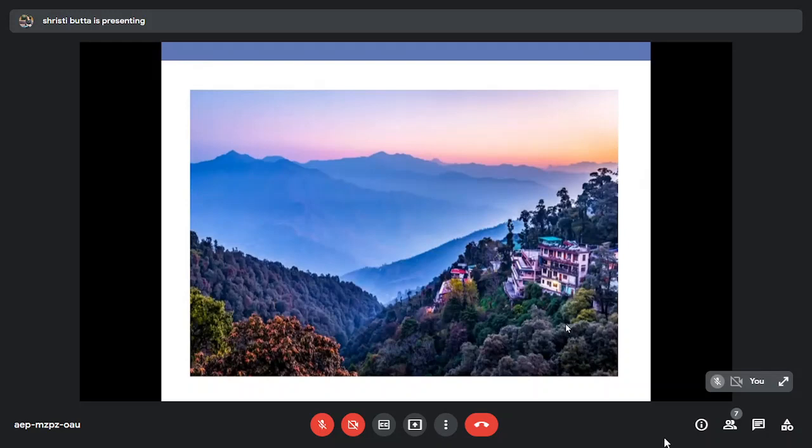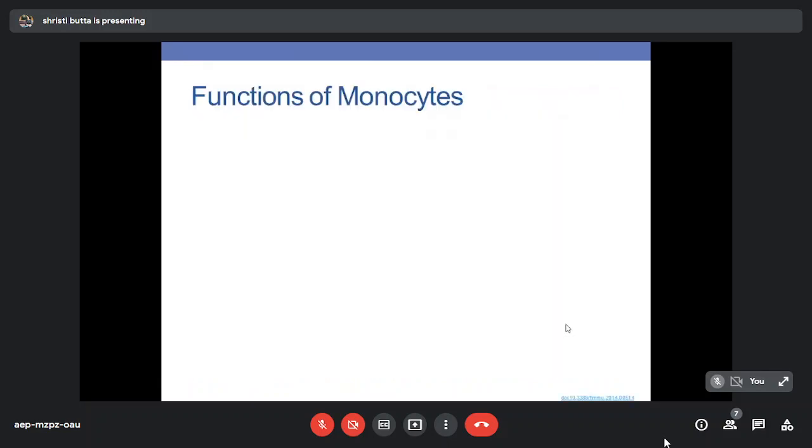India is a land of attractive sceneries and ecosystems. Okay, yeah, it's marvelous, isn't it?